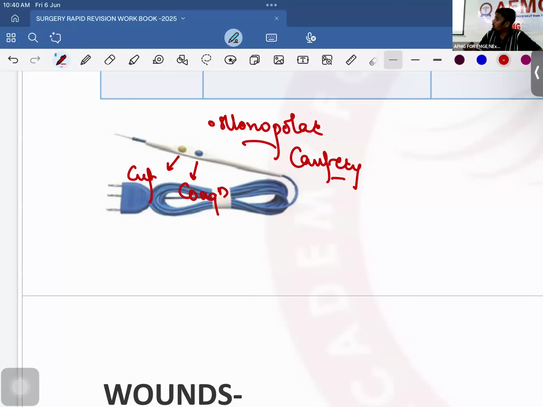In monopolar cautery, the current will pass via the patient's body. And as the current passes via the patient's body, for the current to exit, a cautery pad is necessary. So a cautery pad is always required in a monopolar cautery, beta. Important: if the cautery pad is not properly attached, it will cause burns at the site, beta. So please remember, if the cautery pad is not properly attached, it will cause burns at the site.